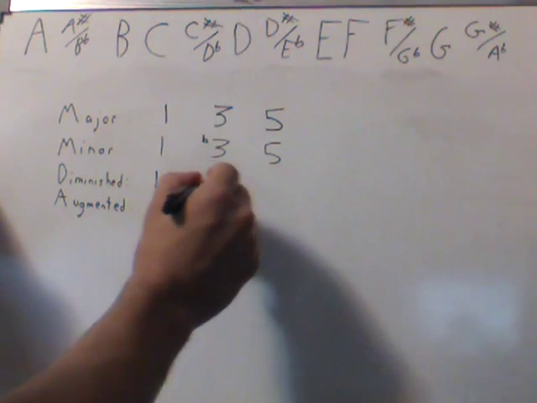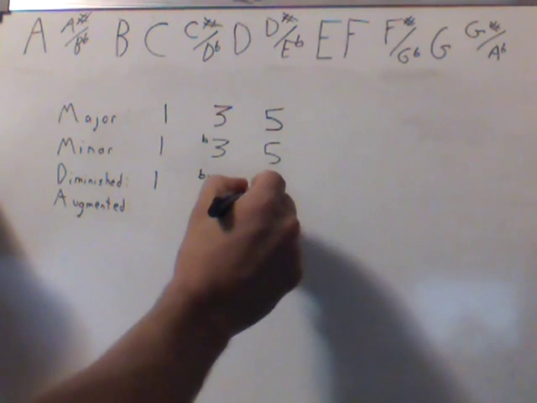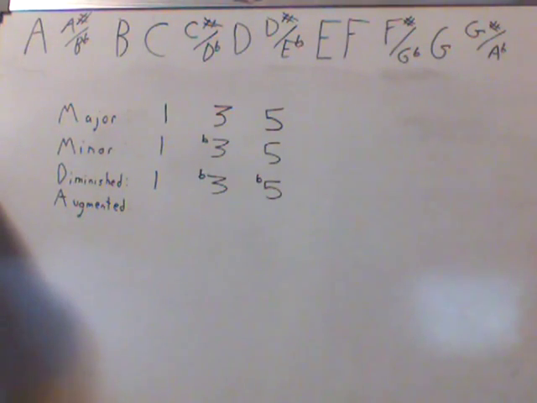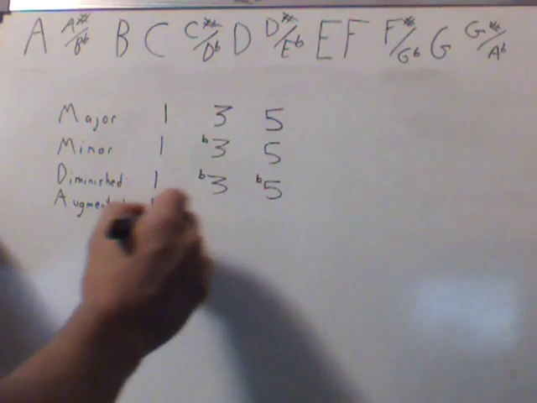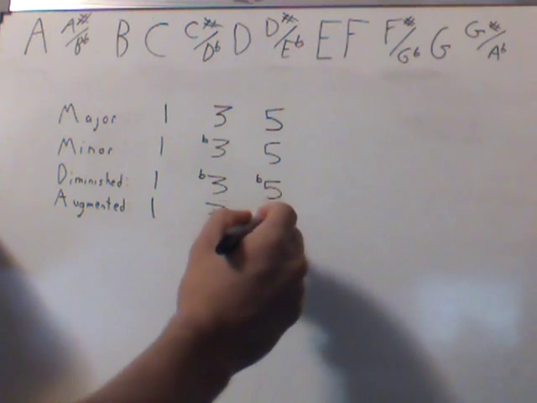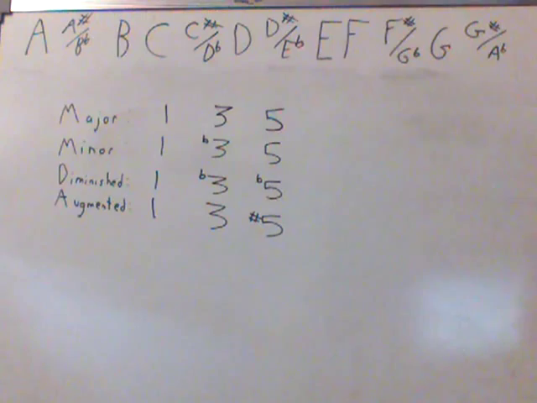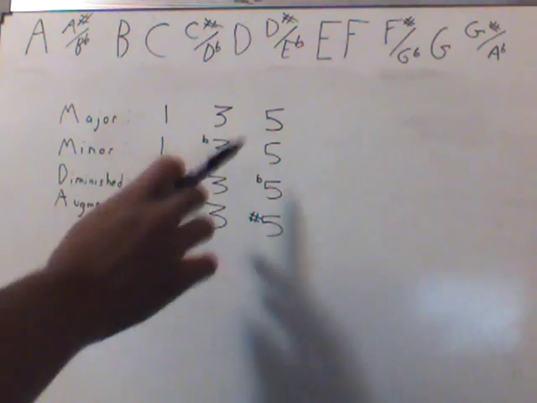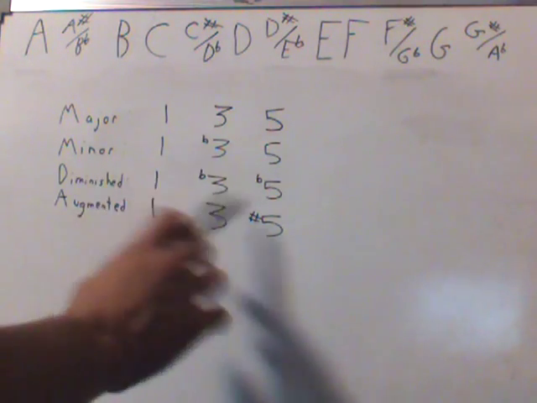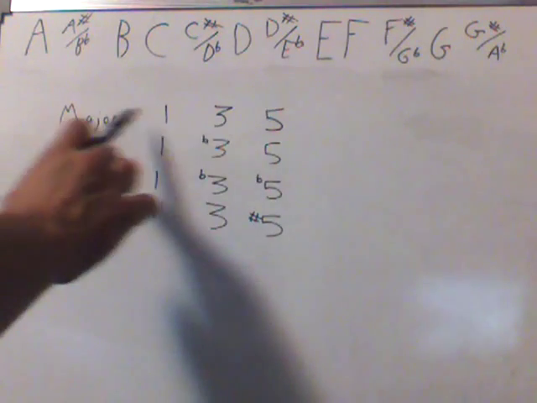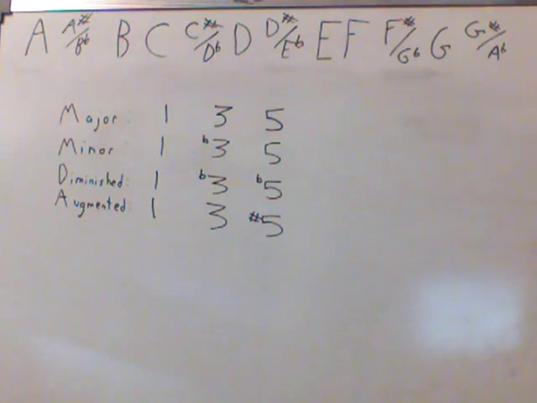In the diminished triad, we had to flat the third and the fifth. In the augmented triad, we kept the 1 and the 3, but we sharped the fifth. Okay? It's important to know that all of these were a result of tweaking the major triad up here. Okay? In this video, we're going to show you how chords are named, and we're just going to break down what a chord name is.